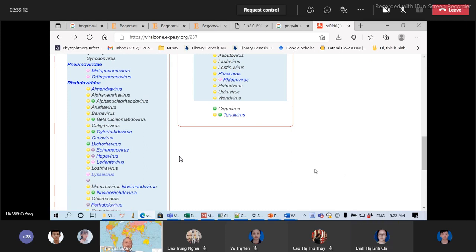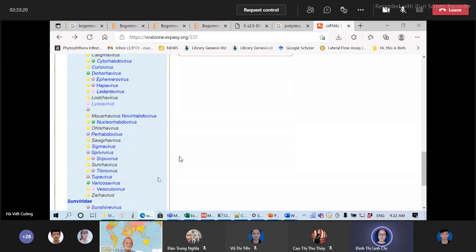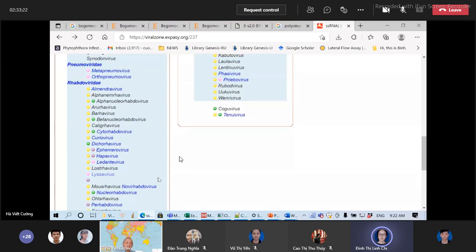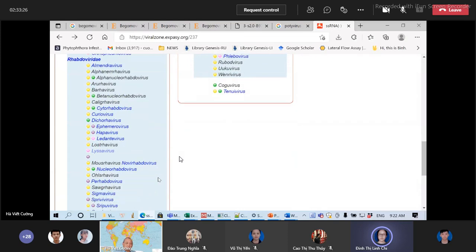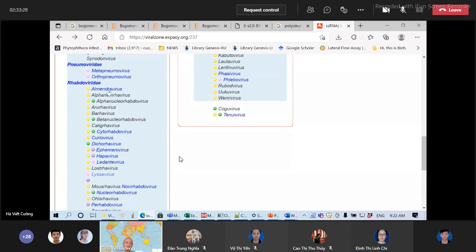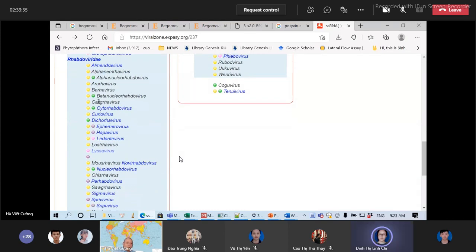The second virus, the one that attacks the plant, where is this? Rhabdoviridae. Yep, of course, they belong to the Rhabdoviridae, but please locate it more precisely, where is it? And Lyssavirus contains the rabies virus, yes. Okay, the second, what?